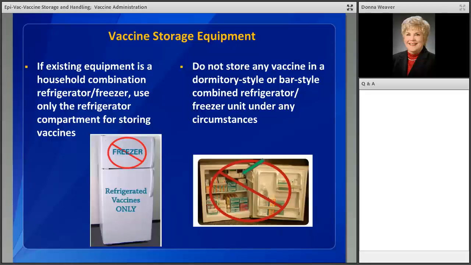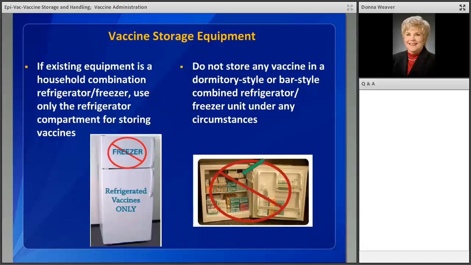You know, we used to always worry about vaccines getting too warm, but actually more damage can be done if refrigerated vaccines are exposed to freezing temperatures. CDC does not recommend using dormitory-style units at all, not even for temporary storage, and the Vaccines for Children or VFC program does not allow them to be used.